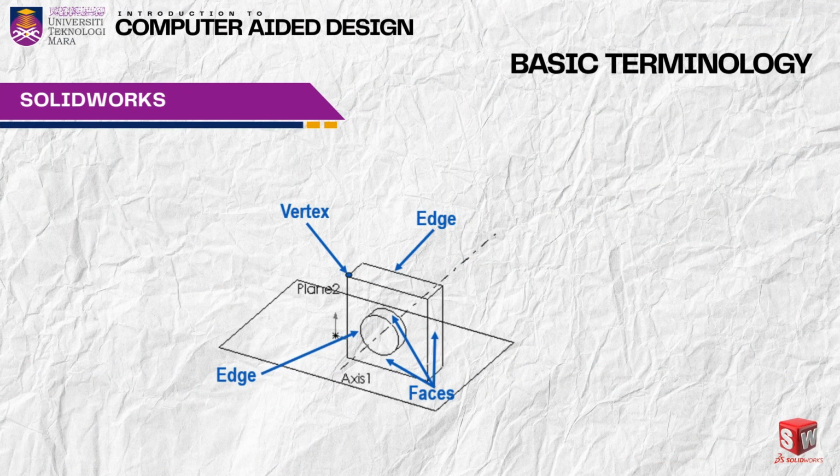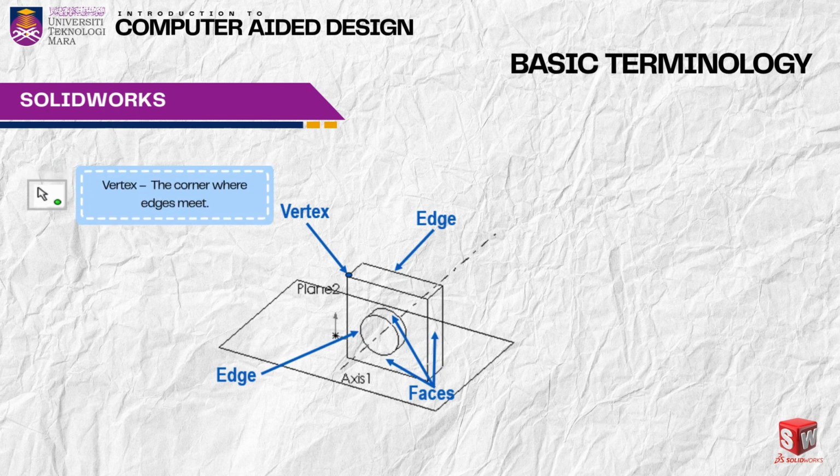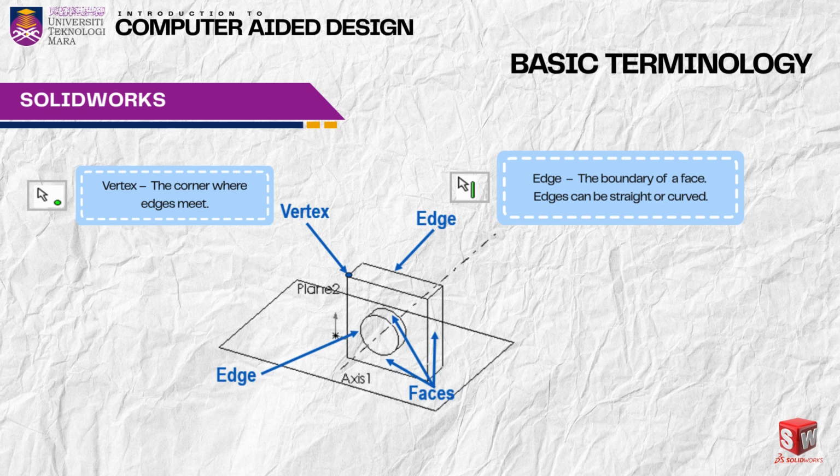Continuing with our basic terminology, we have vertex, which is simply a corner. It's the point where two or more edges meet. Imagine the sharp corner of a cube. That's a vertex. Next is edge. An edge is the boundary line of a face. It's where two faces of a 3D object meet. Edges can be either straight like the side of a square or curved like the rim of a cylinder.